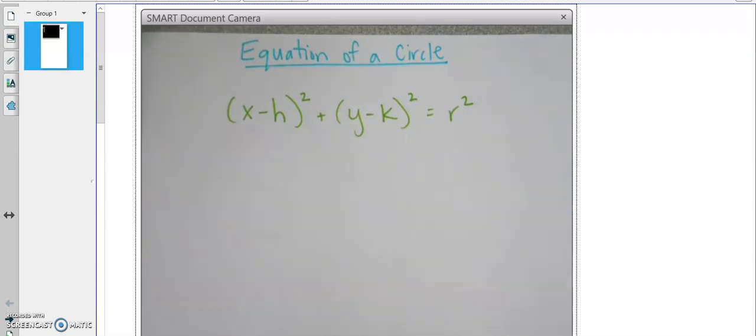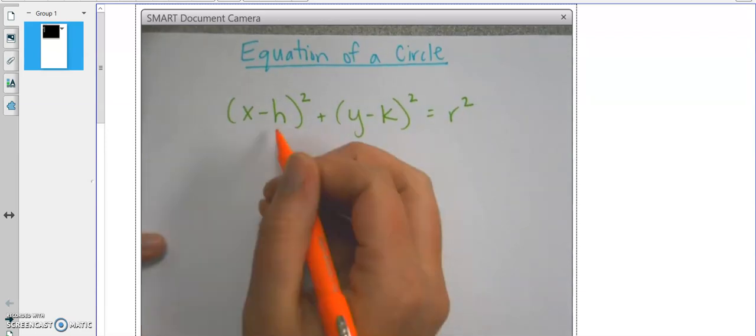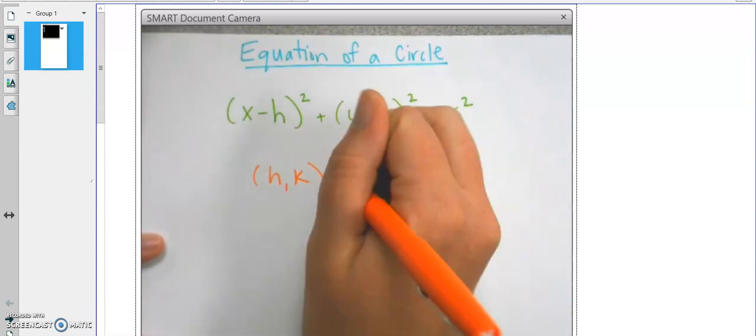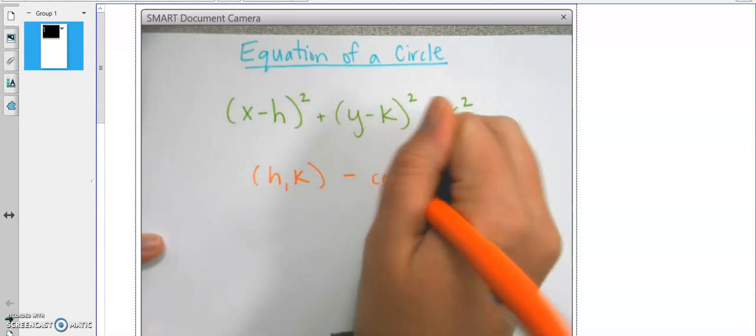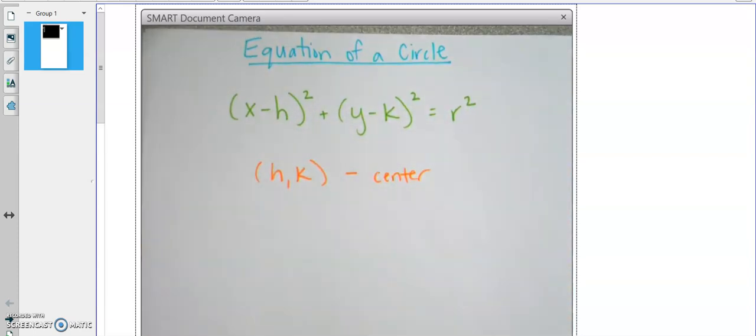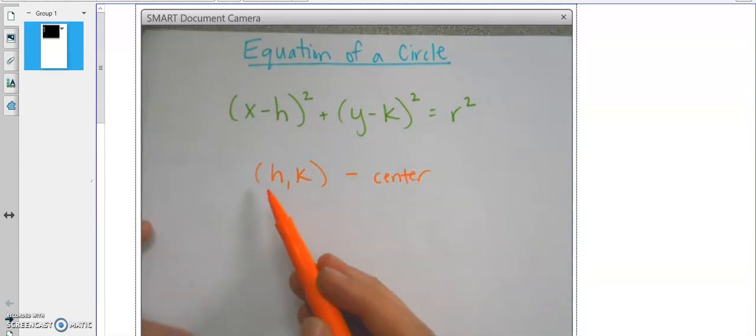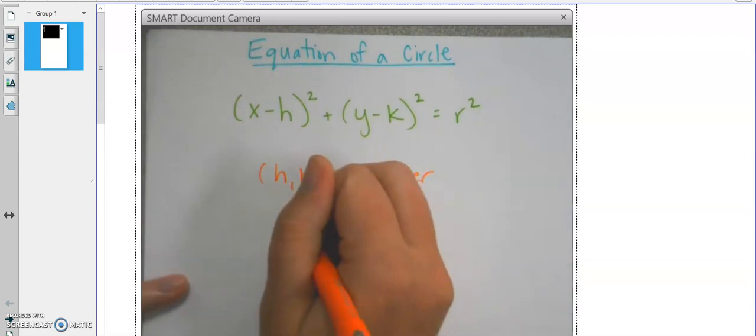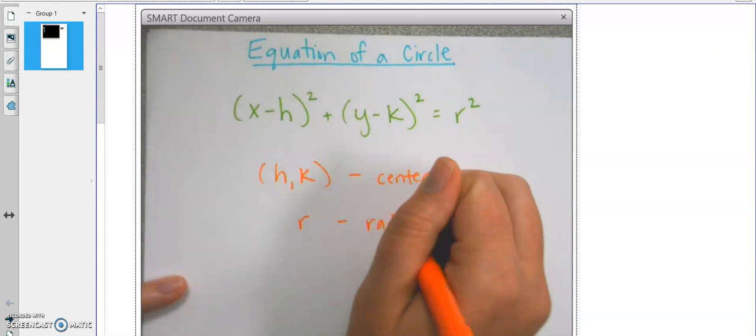So again, just like I said, I'm going to break this down so it is very simple. You take your h and your k. This is the center of the circle. And this is going to be an ordered pair, so if the center was at, like, I don't know, (3, -2). Okay, that's how you get that. And r is the radius.